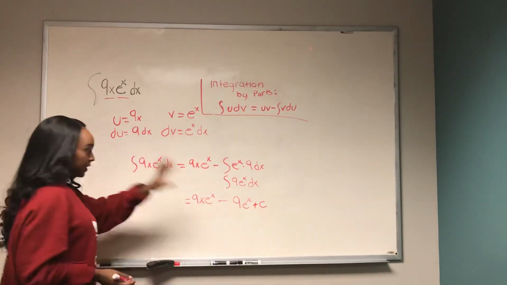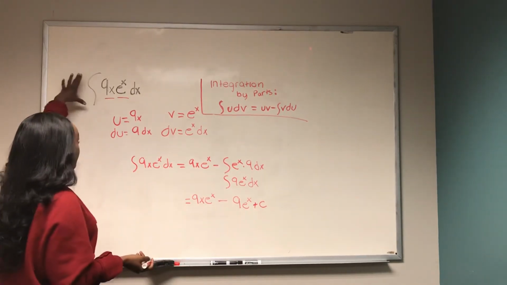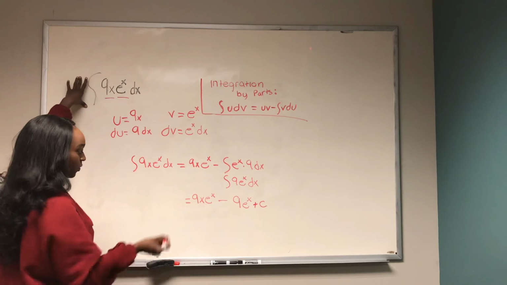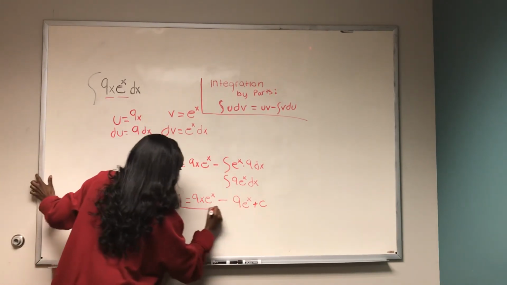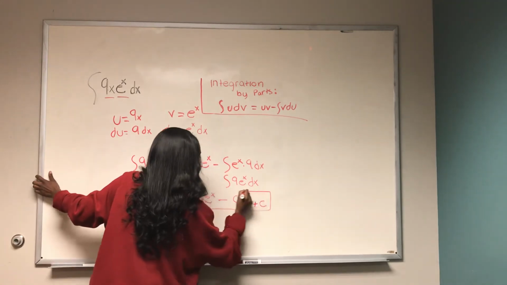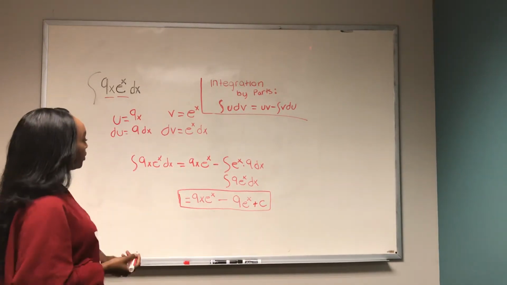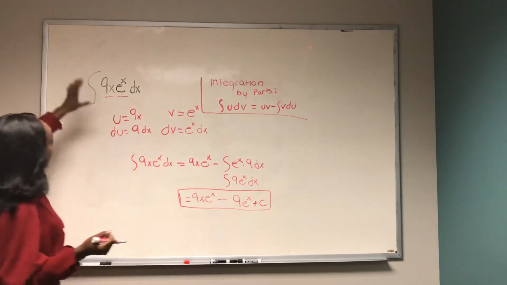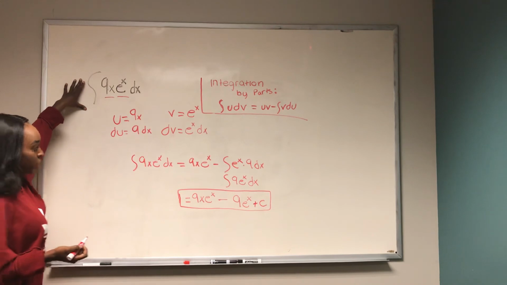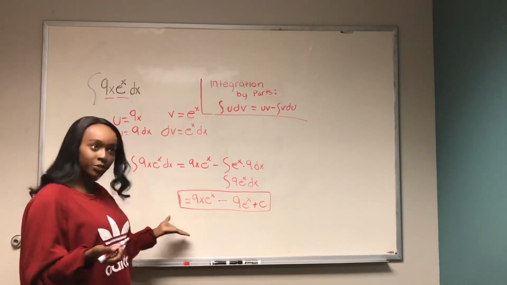You really don't want to forget the constant because this is an indefinite integral, so it has no limit, so you want to add the c. So this here is our answer. So basically what we've done using integration by parts is broken this down or rewritten it so that it is easier to integrate.